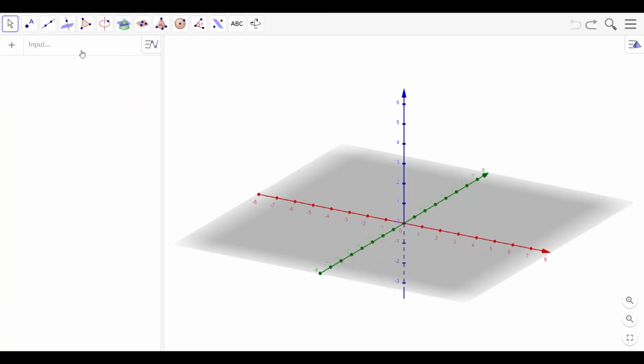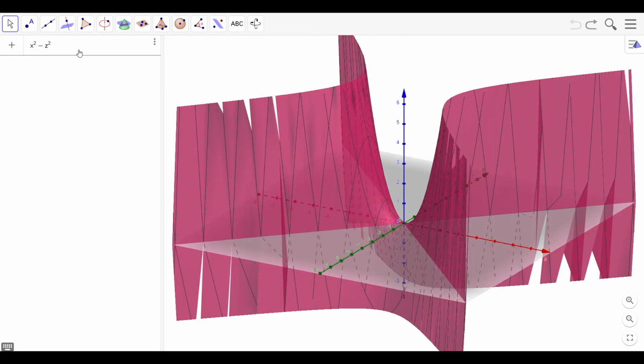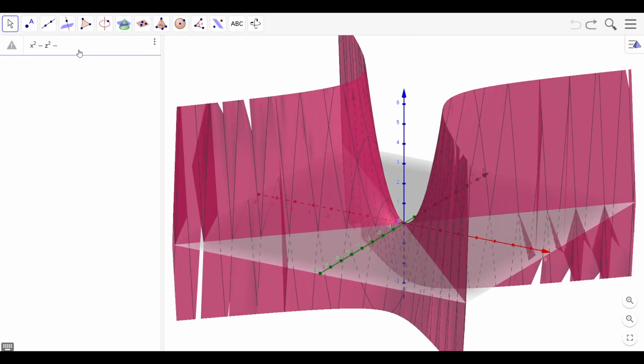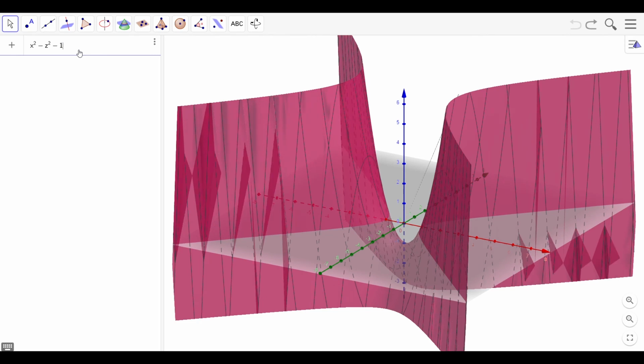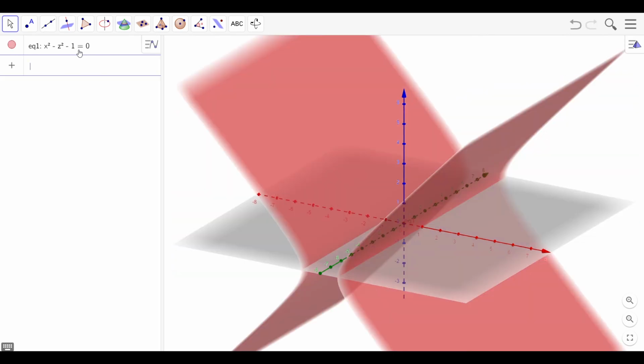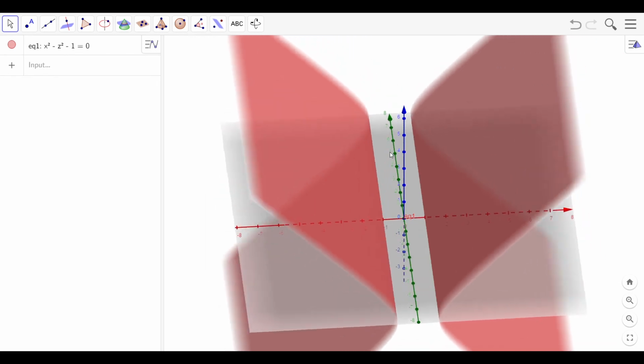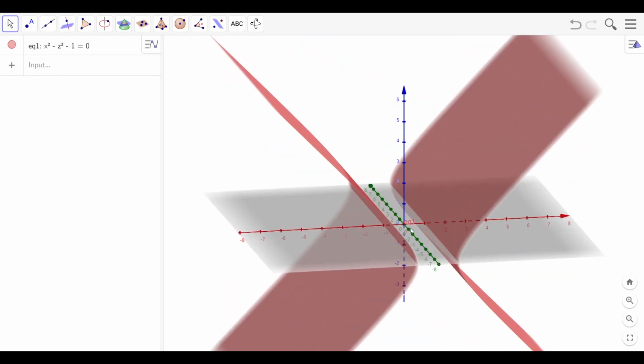So you consider the hyperbolic cylinder x square minus z square minus 1 equal to 0. So this is the hyperbolic cylinder you have in this example. You have to find the point P on the hyperbolic cylinder x square minus z square minus 1 equal to 0 such that the distance from the origin to that point is minimum.